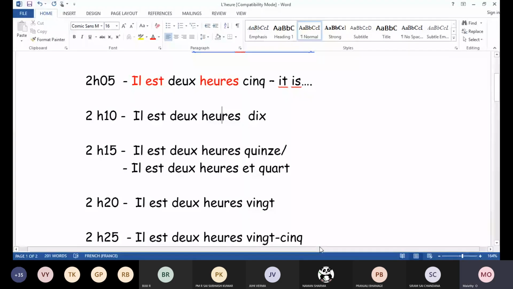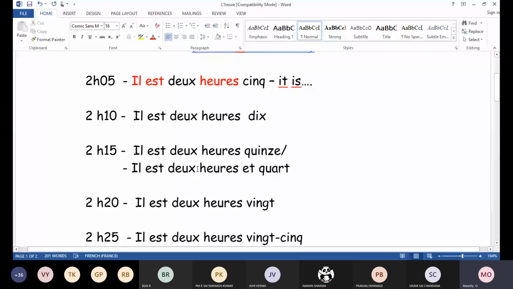Il est 2h15. It is 2 hours 15, and timing has got various forms. It can be expressed in many ways. Here I'm just mentioning one or two ways that the time can be expressed, and there's no specific rule like you have to follow this or that in a particular place. It's up to you. You can choose to express it in any of the forms mentioned here.